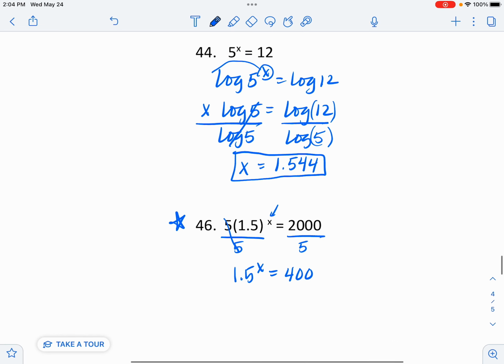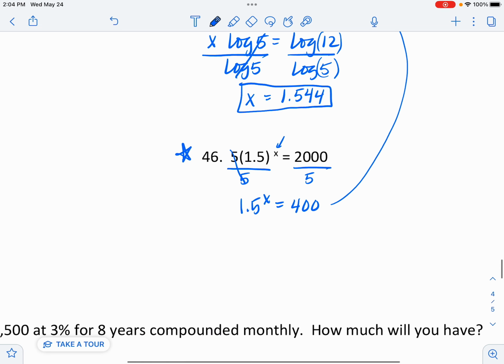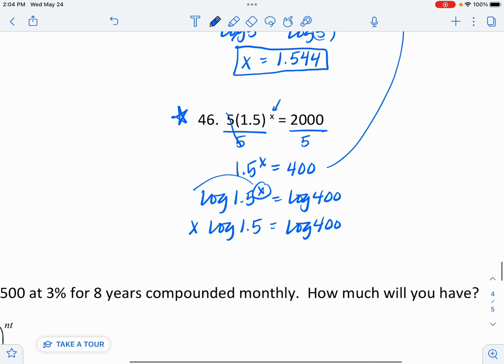And now if you look at it, this problem looks very similar to this problem, doesn't it? So I'm going to take the log of both sides. So log of 1.5 to the x equals the log of 400. Then I'm going to bring my x out. So it's going to give me x log of 1.5 equals the log of 400. And then to get my x all by itself, I'm going to divide by the log of 1.5.